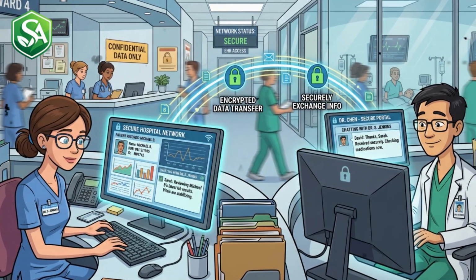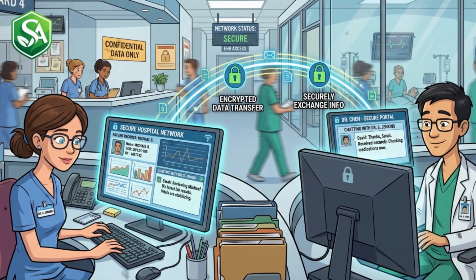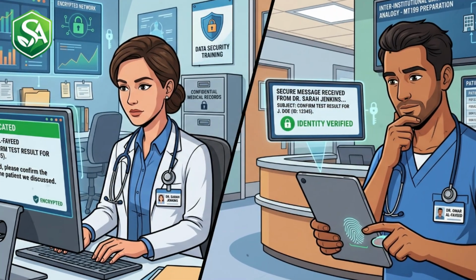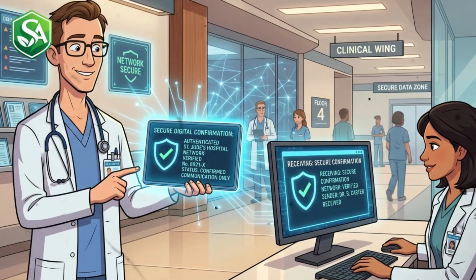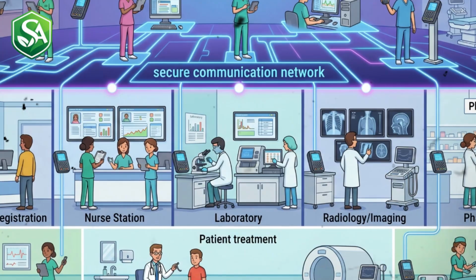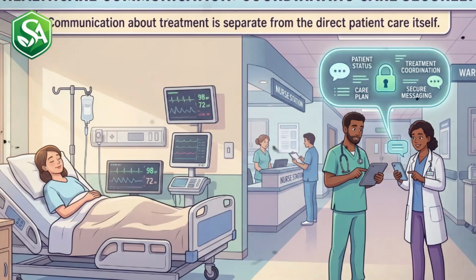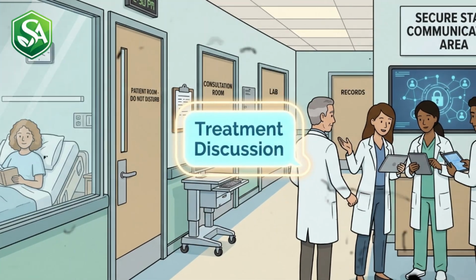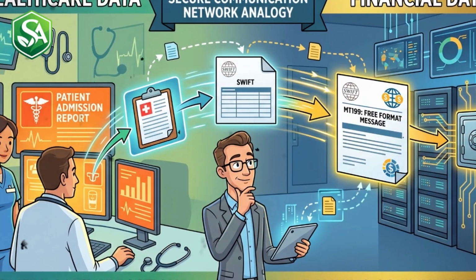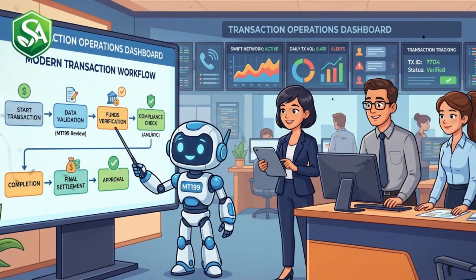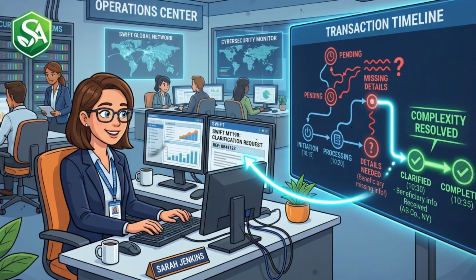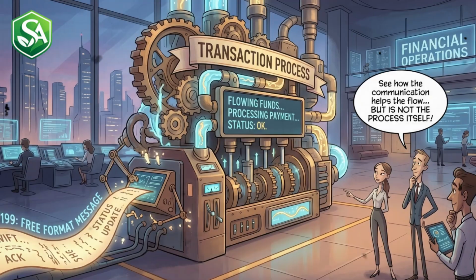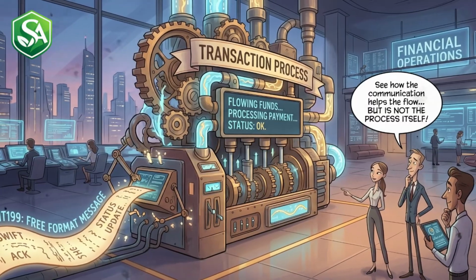Now, let's explain MT199 using a simple analogy. Imagine two doctors discussing a patient through a secure hospital system. One doctor sends a message to another doctor saying, "Please confirm the test result." That message is real. It is authenticated. It is part of the hospital system. But it is not the treatment. It is communication about the treatment. MT199 works in a similar way. It can support the process. It can clarify the process. It can confirm parts of the process. But it is not automatically the process itself.